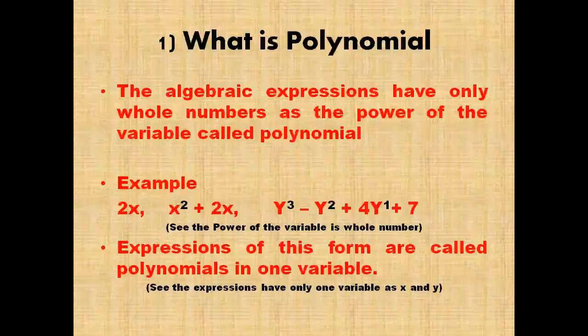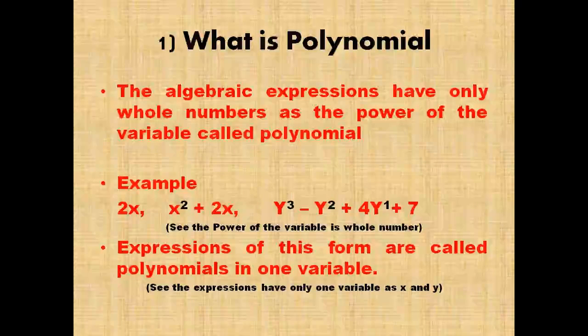Polynomial. What is a polynomial? An algebraic expression that has only whole numbers as the power of the variable is called a polynomial. What does this definition mean? It's very easy. What is an expression? Any mix of numbers and variables, like 4x plus 5, 7y plus 8. Any variable that comes with a constant is called an expression.